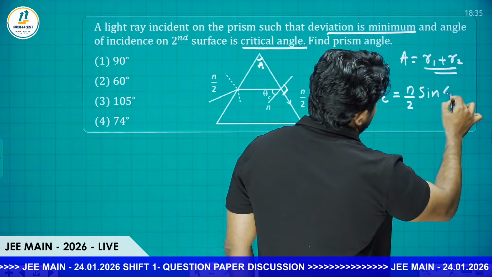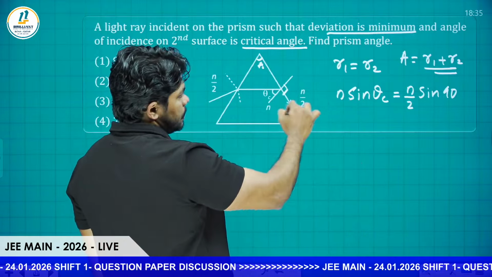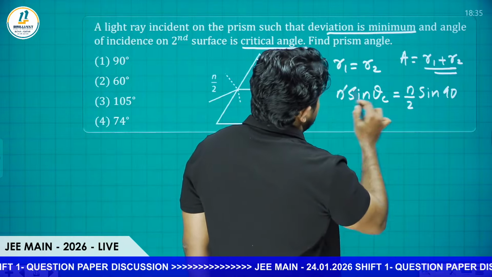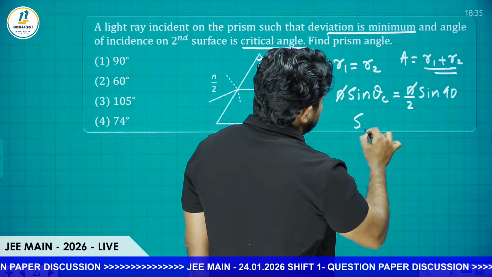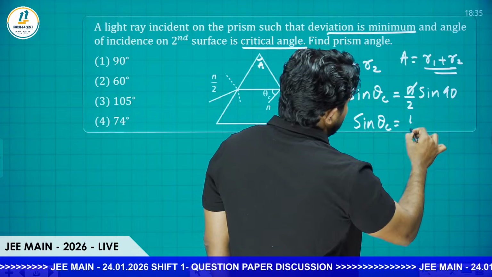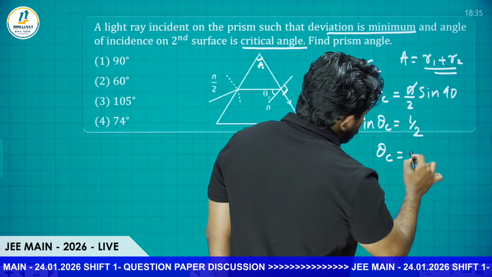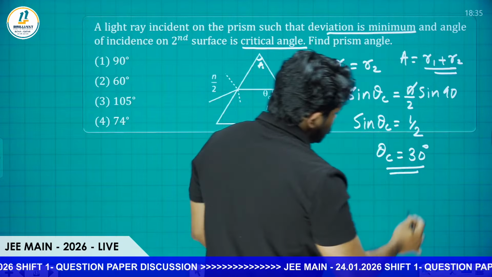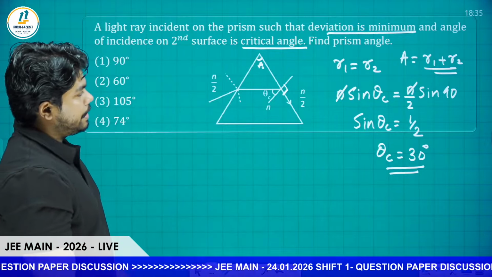Sine 90. If I apply Snell's law at this surface, we can write it this way. What I'm going to get is sine theta c, which will be equal to nothing but 1 by 2. So theta c should be equal to 30 degrees. So we are getting the critical angle as 30 degrees, right?